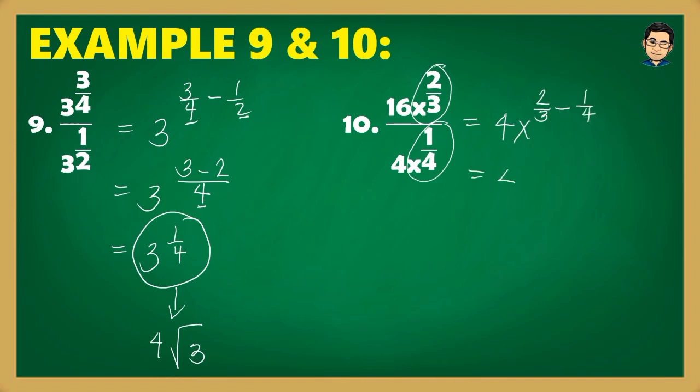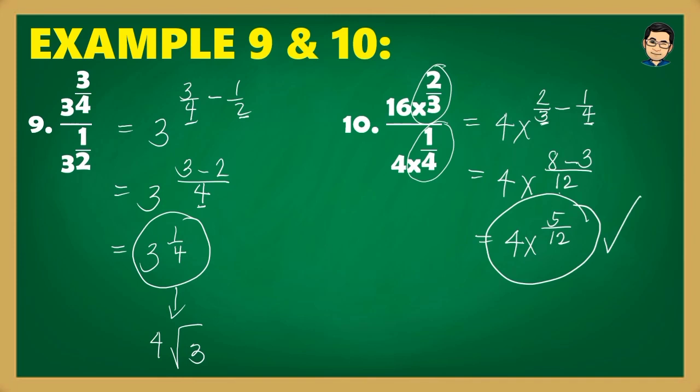Ayan. 4 tapos x raised to, ang LCD ng 3 and 4 is 12. So, sulat natin 12. And then 12 divided by 3, that is 4 times 2, 8. And then 12 divided by 4, that is 3 times negative 1, negative 3. We simplify 4x raised to 8 minus 3, that is 5 over 12. So our answer will be 4x raised to 5 over 12.